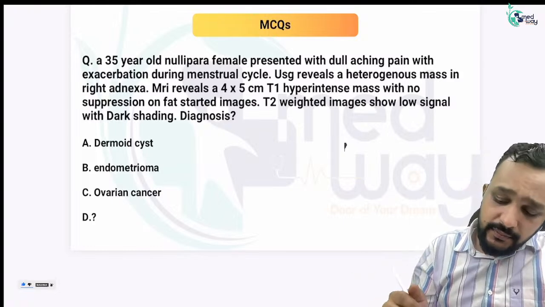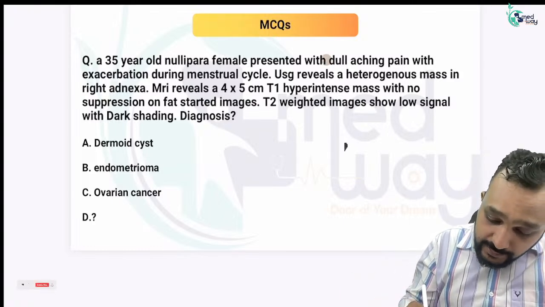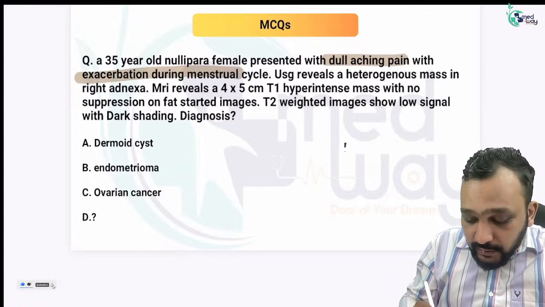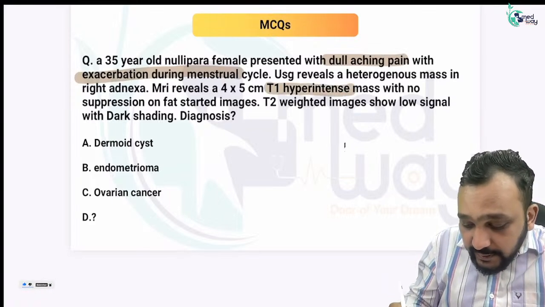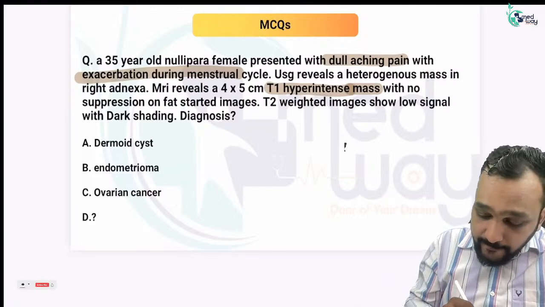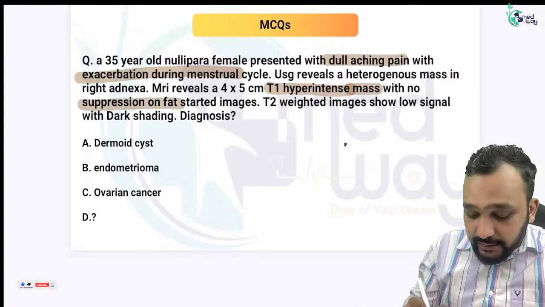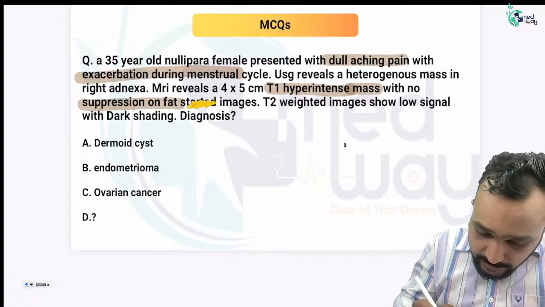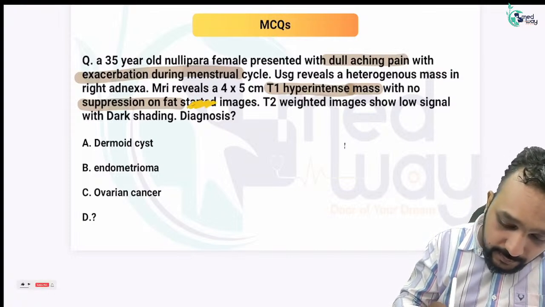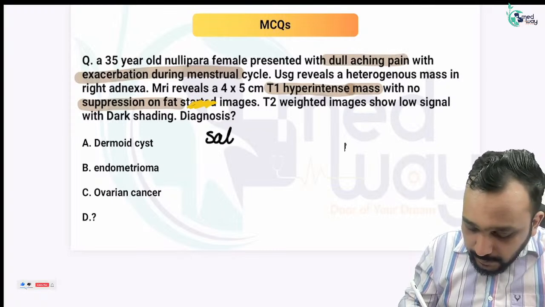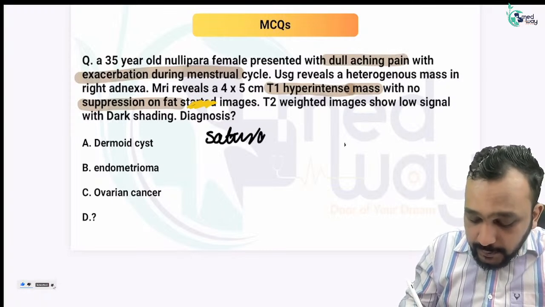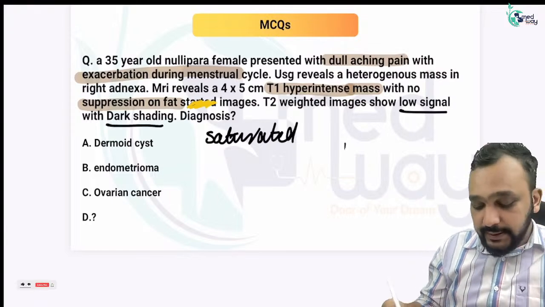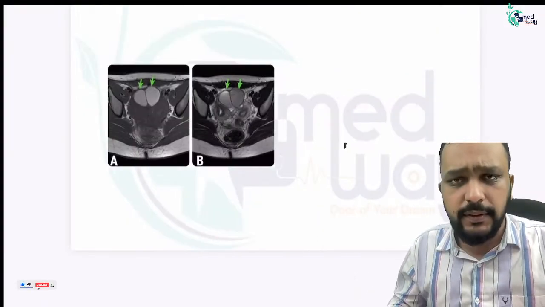A patient presents with dull aching pain and exacerbation during the menstrual cycle. These were the MRI features: a T1 hyperintense lesion with no suppression on fat saturated images. T2 weighted images show low signal with dark shading. What is your diagnosis?